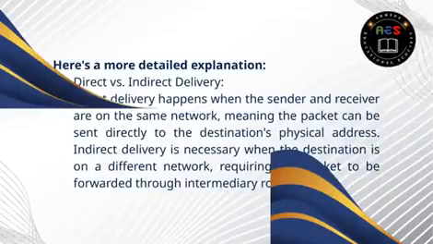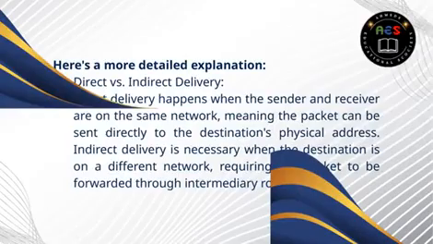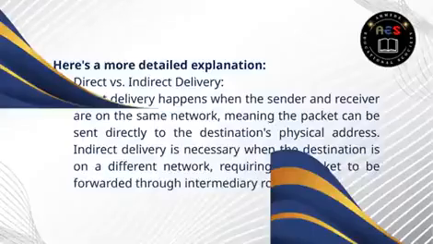Now, let's take a closer look at how data gets from one point to another. This involves understanding the difference between direct and indirect delivery. Direct delivery occurs when both the sender and receiver are on the same network. In this case, the packet can be sent directly to the destination's physical address, making the process quick and straightforward. On the other hand, indirect delivery comes into play when the destination is on a different network. Here, the packet can't go straight to the recipient.